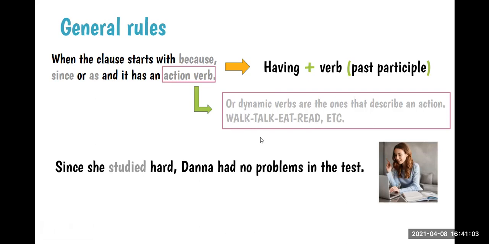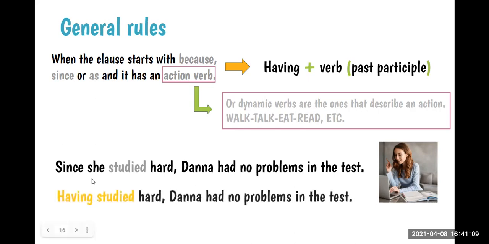What can you say? Having studied hard, Dana had no problems in the test, right? Okay, so this is a general rule for the action verbs.